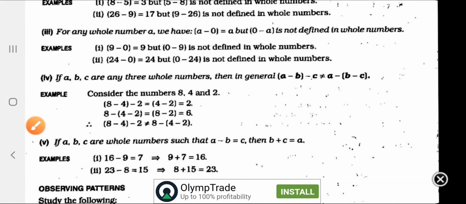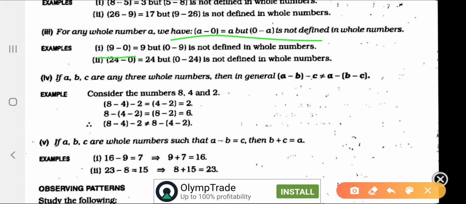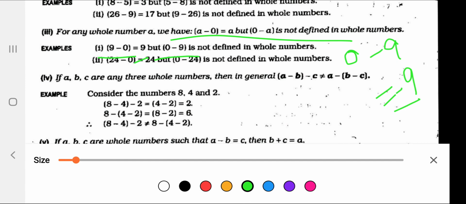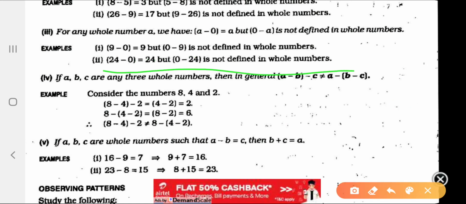Remember this one. So 9 minus 0 is the example of this statement. 9 minus 0 is 9, but 0 minus 9 is not defined in whole numbers. It is defined in the integers. Remember, 0 minus 9 gives minus 9. That's it. In the same way, you can understand the next examples also. 0 minus 24 is minus 24. Let's come to the next example.